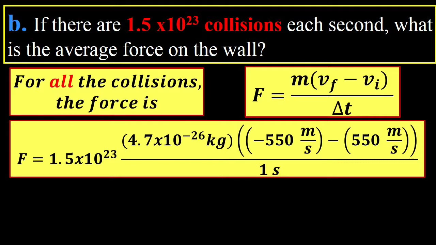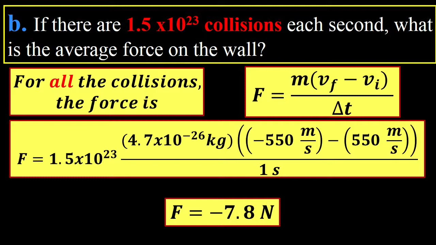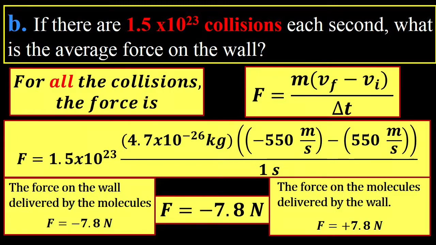It's almost a quarter of a mole of collisions each second. So this is the exact same calculation we did, with the exception that we're multiplying it by 1.5 times 10 to the 23rd. And the force is going to be equal to, the way the problem was written initially, negative 7.8 newtons. So we can say two things. The force on the wall delivered by the molecule is negative 7.8 newtons, and the force on the molecules delivered by the wall would be positive 7.8 newtons.